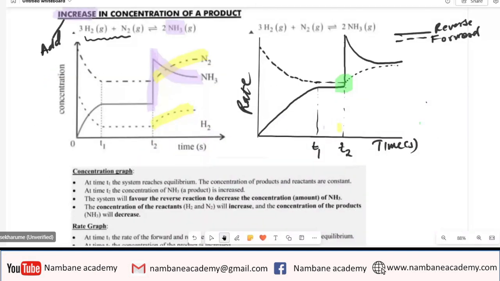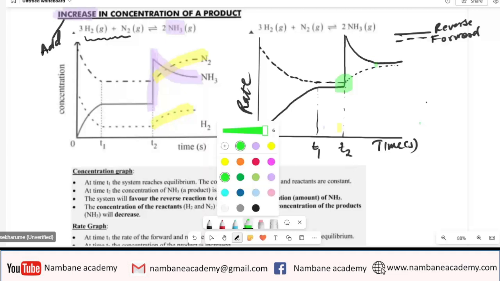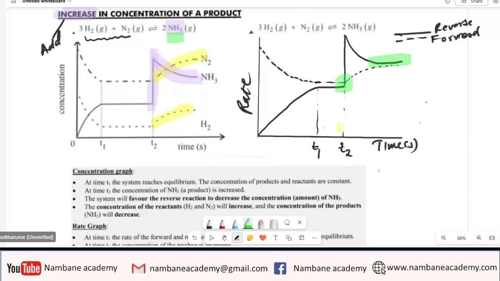Okay, now which side is favored? The reverse reaction is favored, yes, because I'm increasing this side, the product. If you're adding more ammonia, the reverse reaction will be favored. So the reverse, which is the solid line, will be on top of the dotted line. This is how we interpret the rate versus time graph.